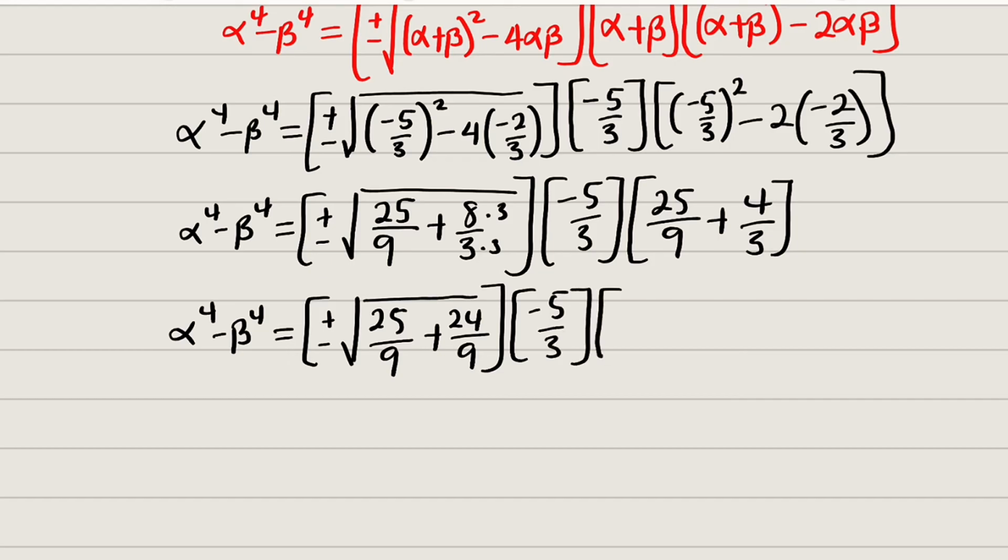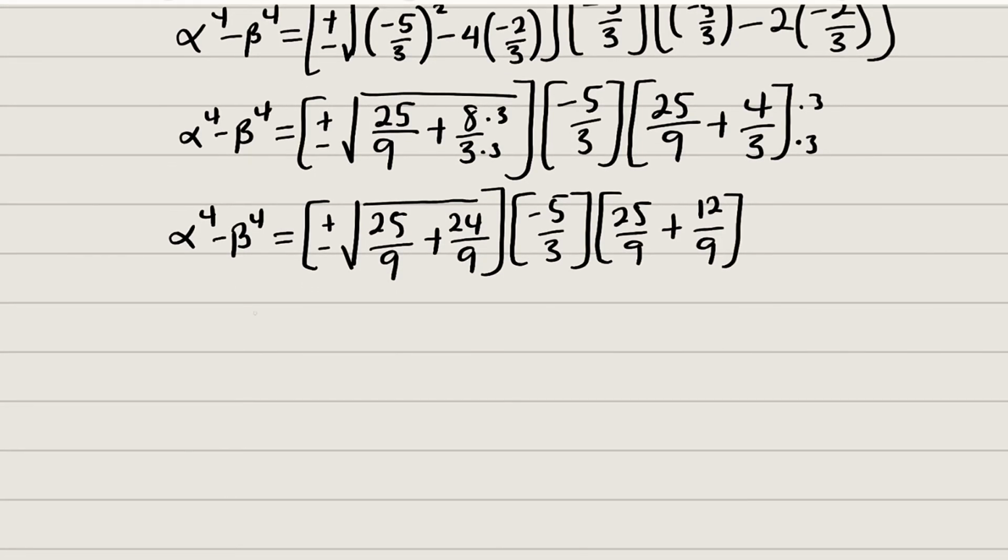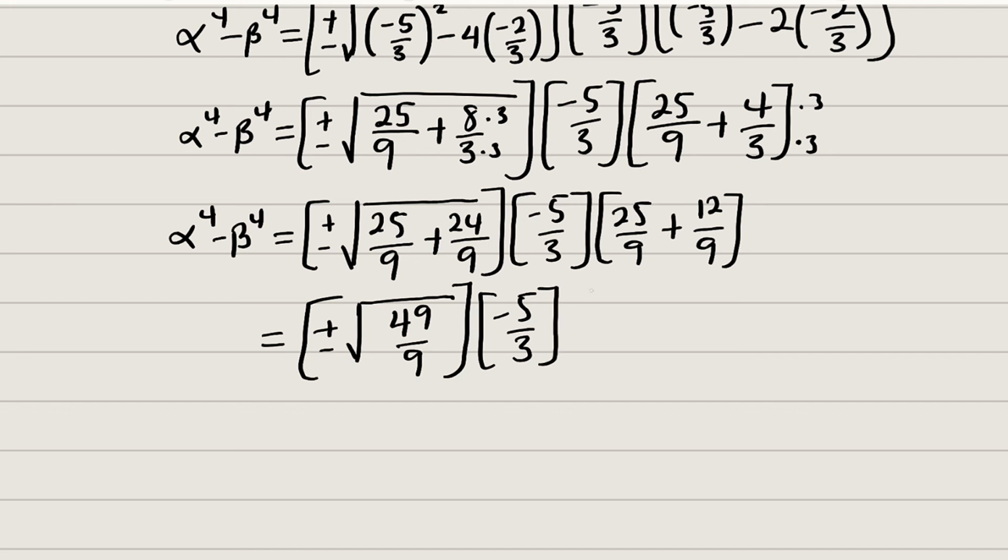Multiply by, we can do the same thing here. Multiply the top and the bottom by 3. We have 25 over 9 plus 12 over 9. We are almost done. This is equal to plus or minus into square root of 49 divided by 9. Multiply by negative 5 over 3. Multiply by, this is going to be 37 over 9.